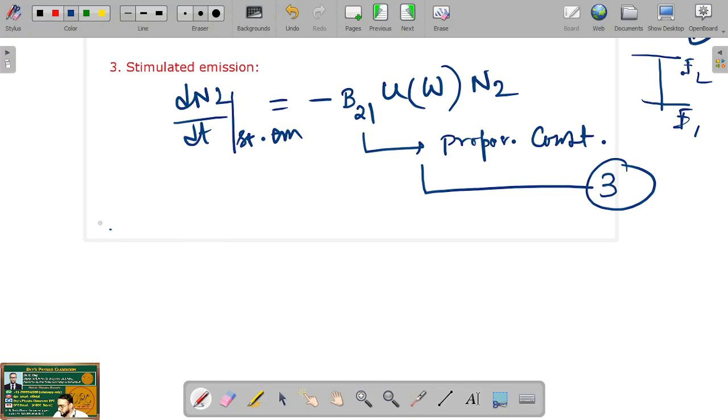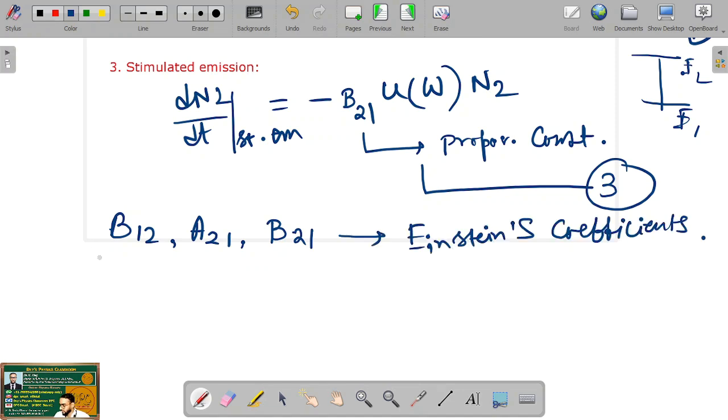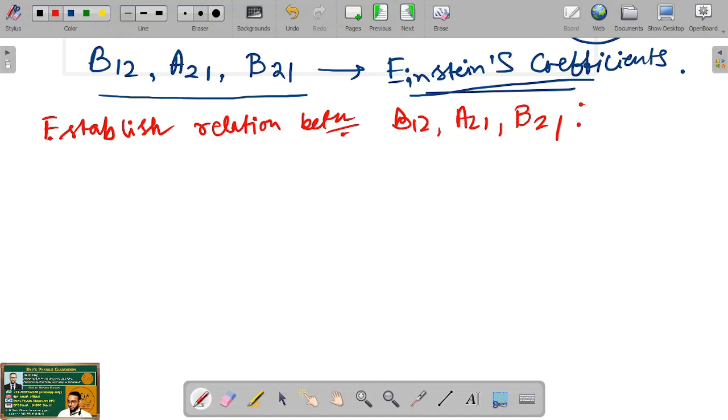So from these three equations, the three proportionality constants, that is B12, A21 and B21, are called Einstein's coefficients. So these three proportionality constants are called Einstein's coefficients in laser. Now we have to establish the relationship between these Einstein coefficients.